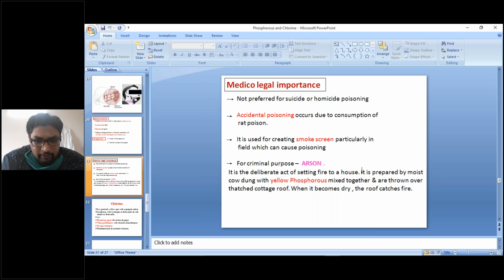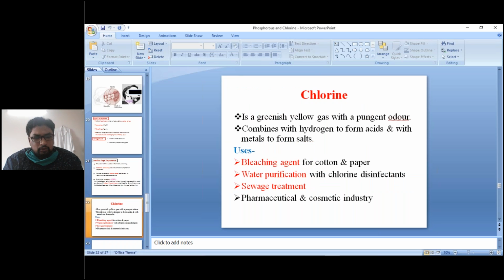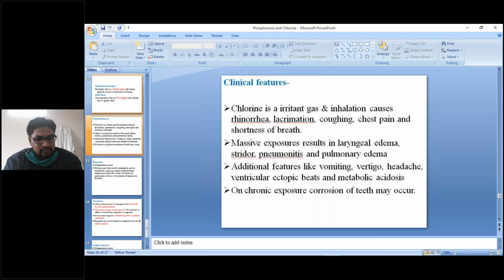So the medicolegal importance: it is used as arson, it is an accidental poison, it is a suicidal poisoning, and it is used as a smoke screen in fields, which can also cause poisoning symptoms. So this is about phosphorus.